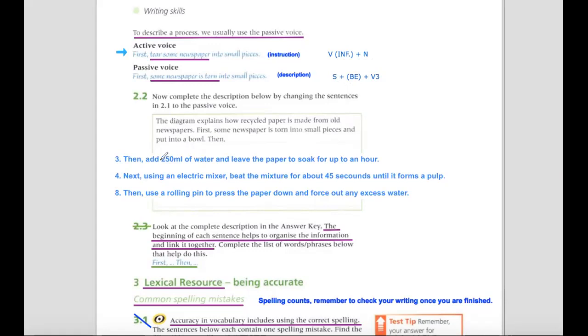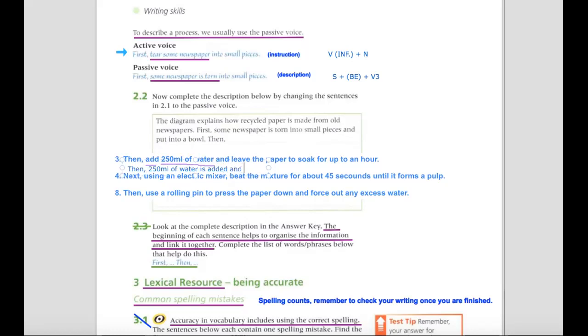And sometimes you can have 2 passive structures in the same sentence. So here we have our subject, and here we have our verb. So we start the sentence with "then," as before. And what comes next? Our subject. So we say "then 250 milliliters of water." Okay, then we need our verb to be, "is," and our verb 3 added.